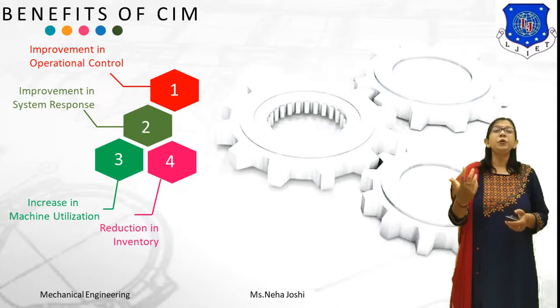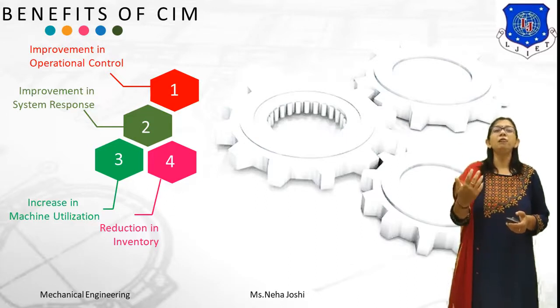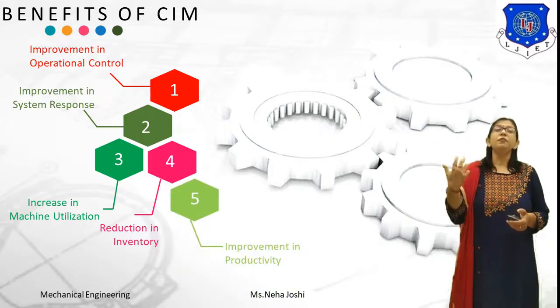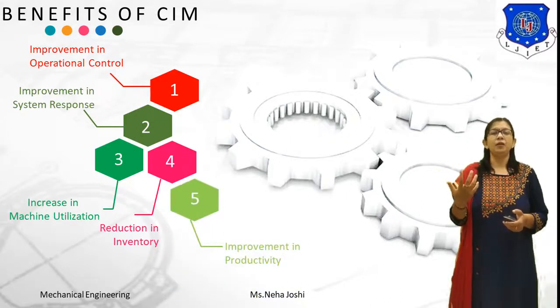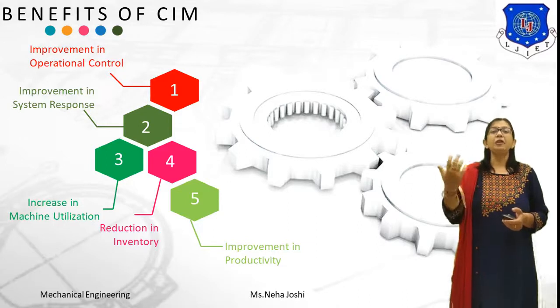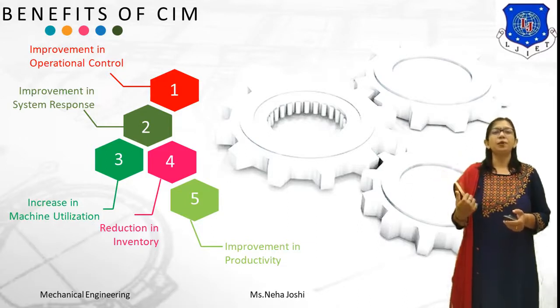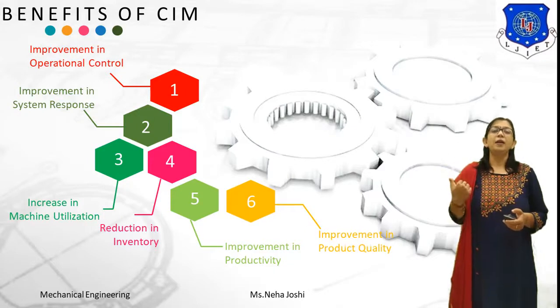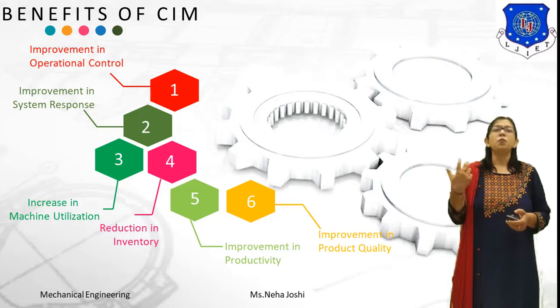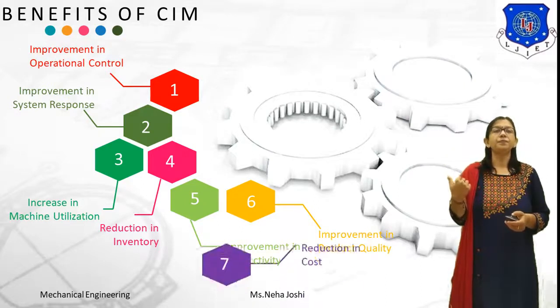Fourth is reducing inventory. Now how does CIM reduce inventory? CIM reduces the inventory by improving the material flow and reducing work in process. Fifth one is improvement in productivity. By using CIM, how is the productivity increased? Because of the proper coordination of different activities and functions, CIM improves the productivity. Next benefit is improving product quality. As automation is done, so product quality is improved.